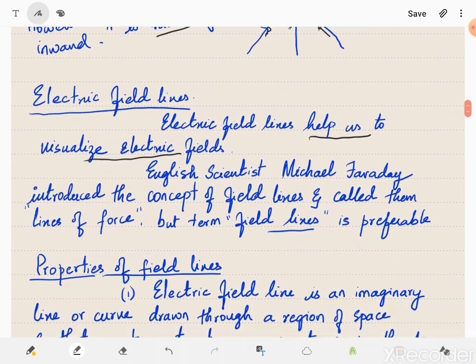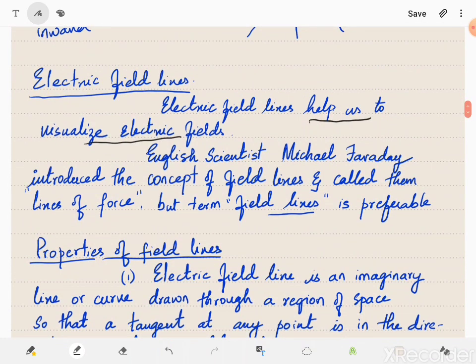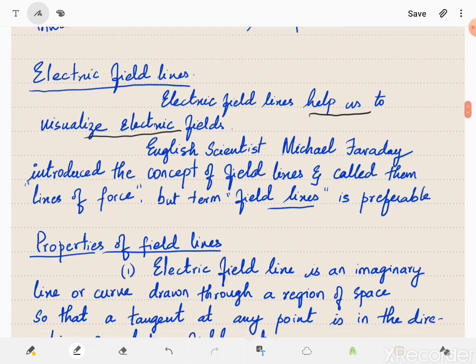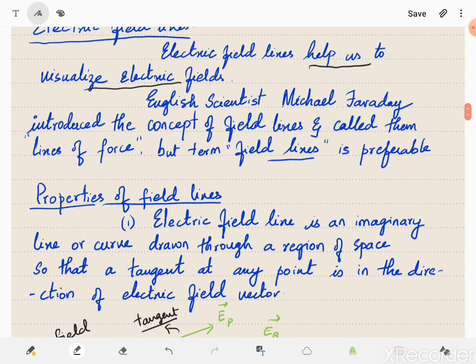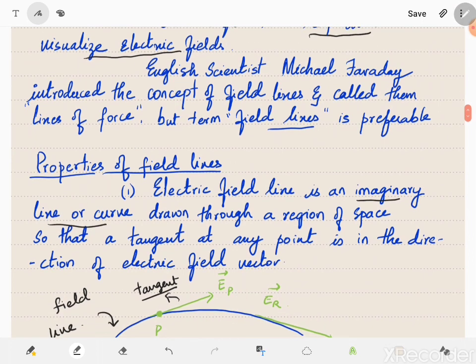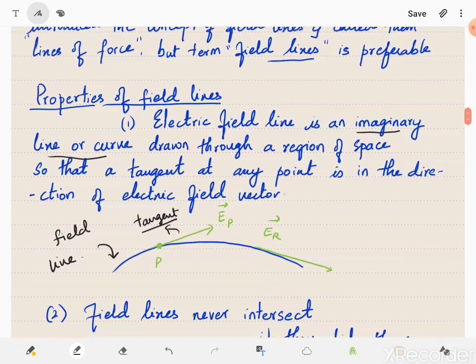Now let's get to the properties of field lines. What are these properties of field lines? It's a very important question from your second PUC exam point of view. The first property of any electric field line is that it is an imaginary line or curve drawn through a region of space so that the tangent at every point is in the direction of the electric field vector.